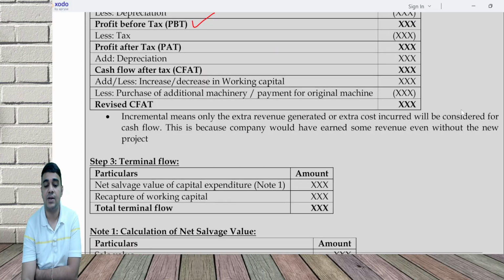Incremental means only the extra revenue generated or extra cost incurred. This is because the company would have earned some revenue even without the new project. As I said, because of this project, how much extra benefit, because of the CA classes, how much extra benefit is coming to you or to me needs to be measured and not the overall number.